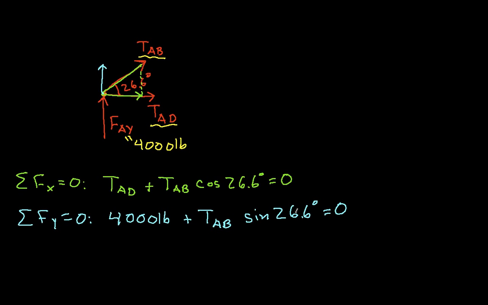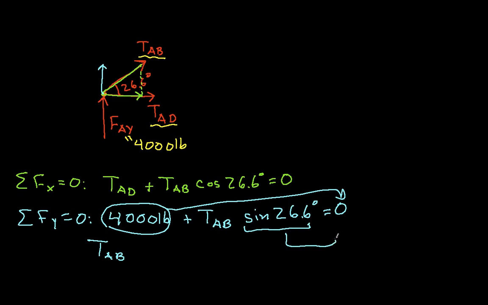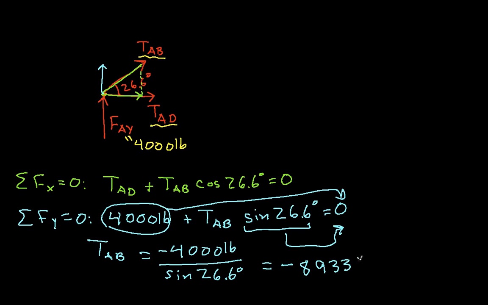And now I can solve this equation for TAB. I take this over here, then divide by this, and I have TAB is equal to minus 4,000 pounds over sine of 26.6 degrees, which, when I work this out, is minus 8,933 pounds. Okay, so this gives me TAB.